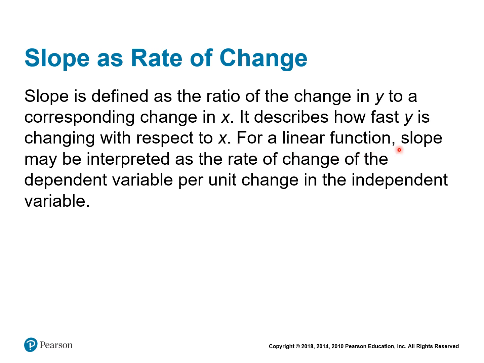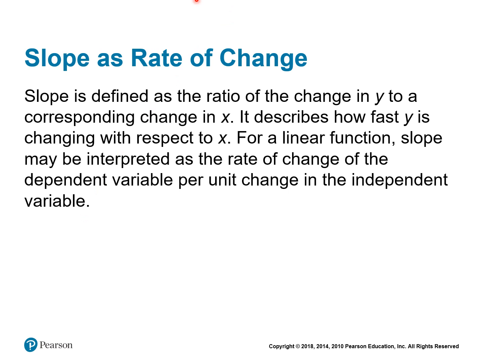For a linear function, slope may be interpreted as the rate of change of the dependent variable, the y variable, per unit change in the independent variable, which is the x variable. All right. So essentially, what it says is how quickly, how fast are we rising up as we move along the horizontal axis. All right.